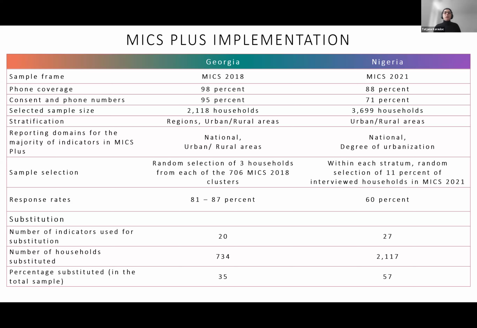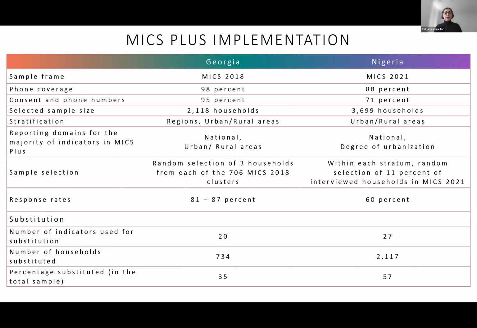Stratification was done and the sample design was national, urban, rural for 10 regions. Mix in Nigeria was conducted in 2021. The sample size was a little bit over 40,000 and the stratification was urban, rural and 36 states in Nigeria. Both countries had quite high phone coverage.